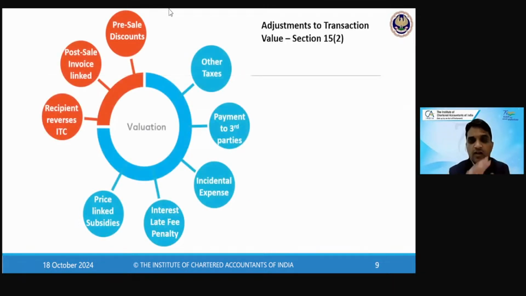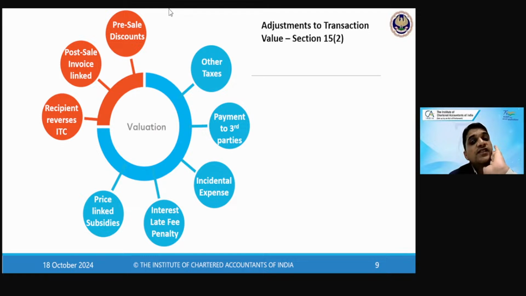Now, some inclusions were there in 15.2. What are those inclusions and what are the exclusions? The inclusions is all of this. Whatever is in blue is to be added and whatever is in red needs to be reduced. What is to be added? Any taxes, other taxes. Then payment made to third parties by the customer. Any incidental expenses incurred. Any interest, late fees and penalty. Any price linked subsidies have to be added.